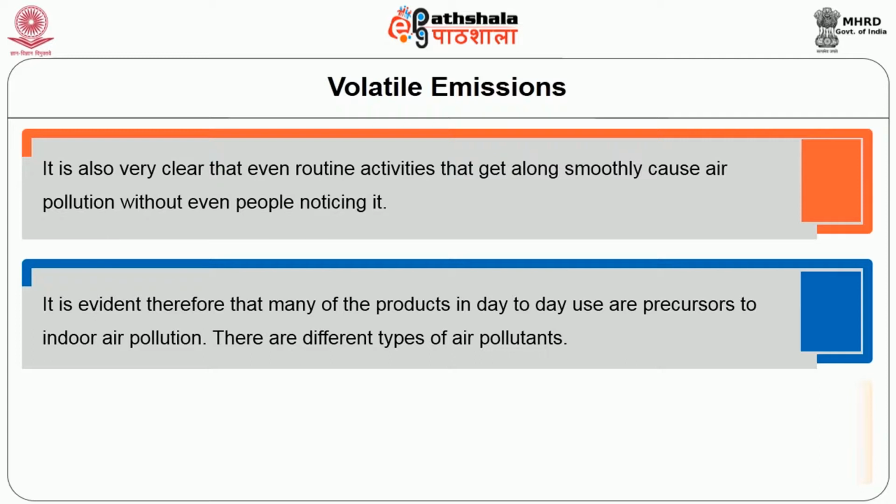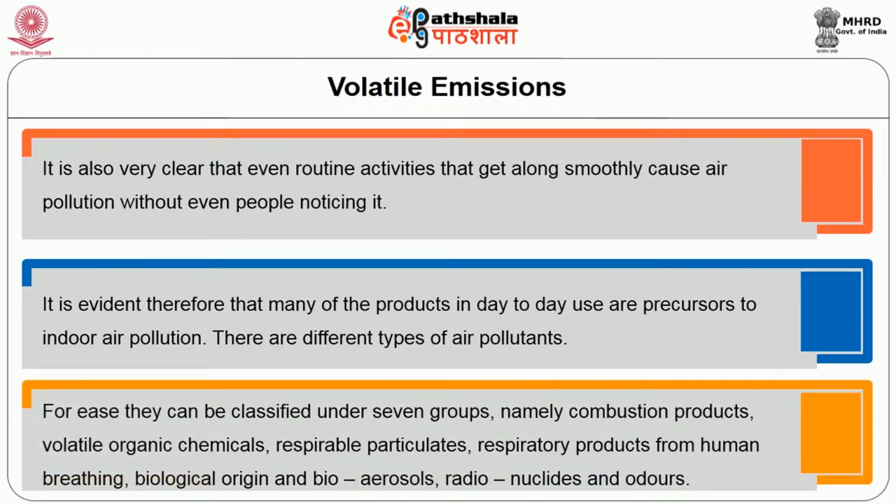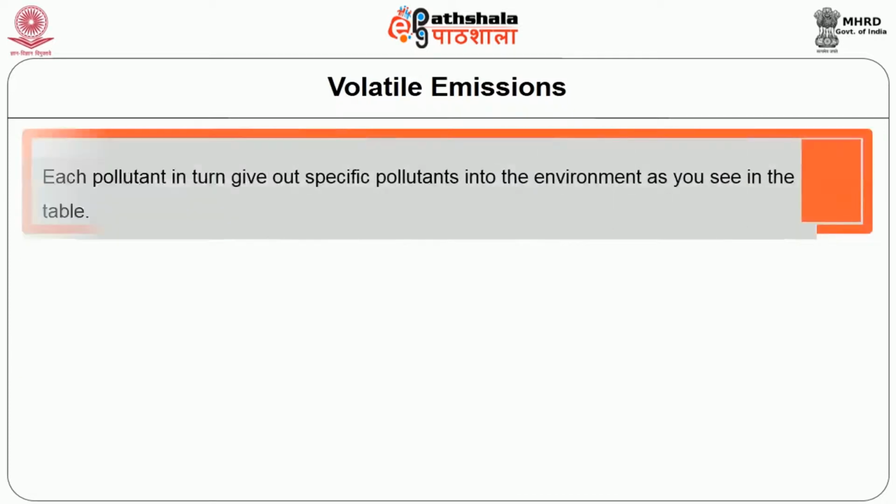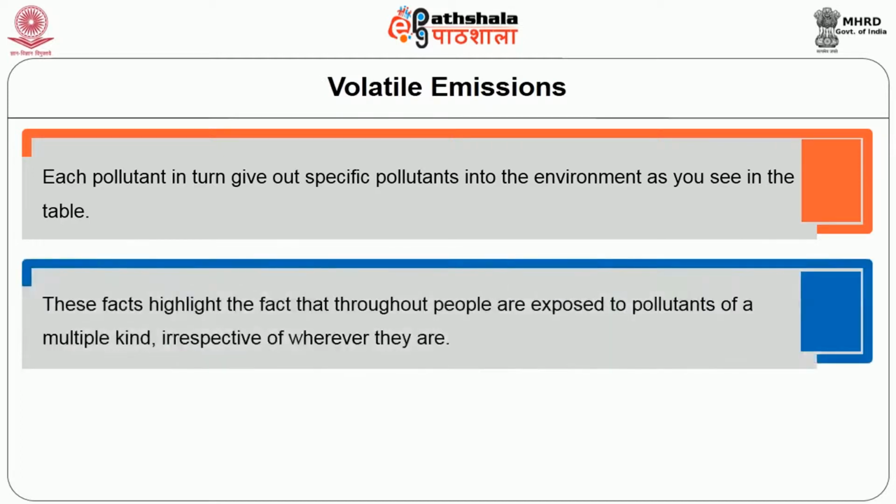There are different types of air pollutants. For ease, they can be classified under 7 groups, namely combustion products, volatile organic chemicals, respirable particles, respiratory products from human breathing, biological origin and bioaerosols, radionuclides and odors. Each group in turn gives out specific pollutants into the environment, as you see in the table. These facts highlight that people are exposed to pollutants of multiple kinds, irrespective of wherever they are.